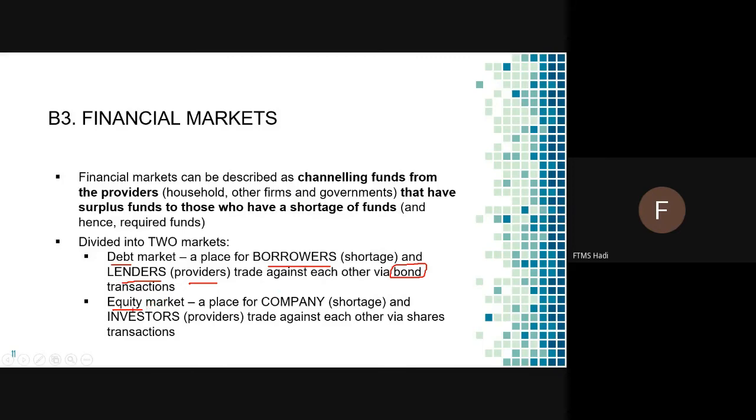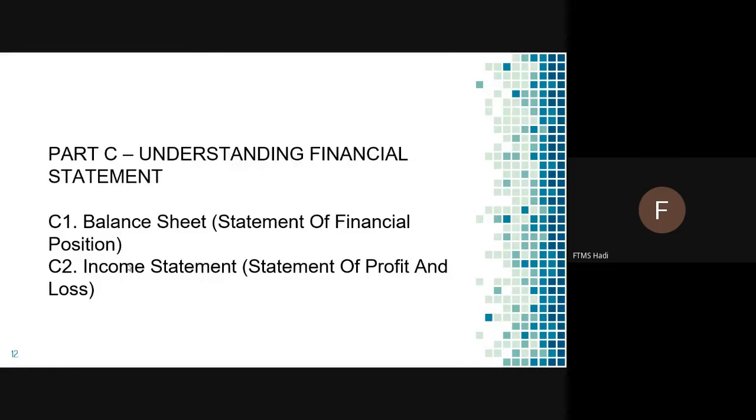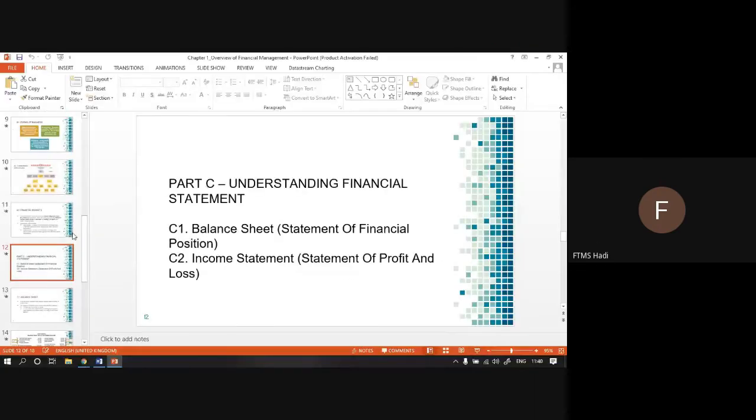The second one is the equity market. Equity market is a place for companies, the shortage, and investors, the providers, to trade against each other via share transactions. That means investors have money, they are providers, and they will purchase shares from the company. The company does not have money, so that's why they are the shortage, by selling and buying share transactions. So that is how the financial market works, debt and equity. Before I go to part C, any questions so far?